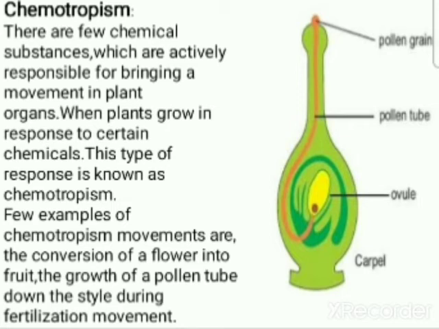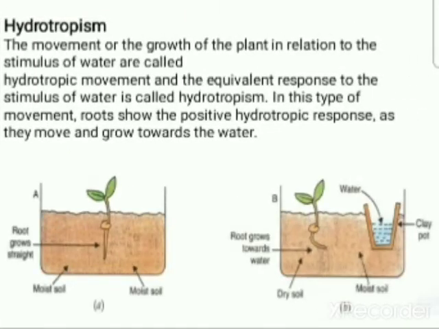Moving on to the next, we have hydrotropism. The movement or growth of the plant in relation to the stimulus of water is called hydrotropic movement, and the equivalent response to the stimulus of water is called hydrotropism. In this type of movement, roots show a positive hydrotropic response as they move and grow towards the water, as you can see in the picture given below.